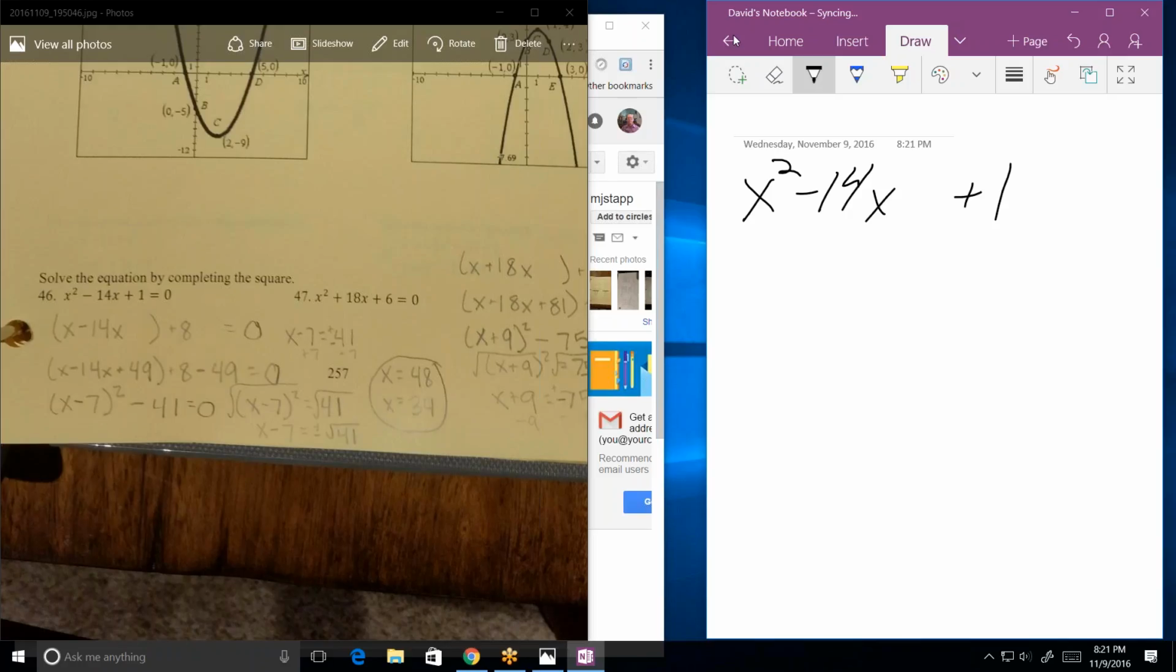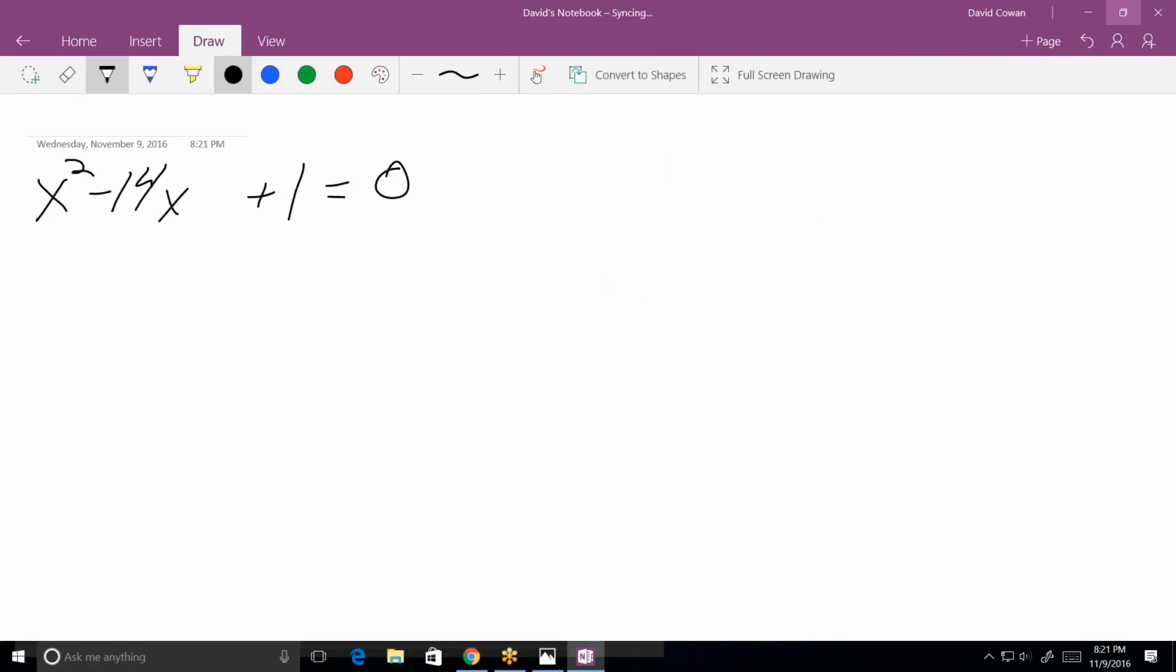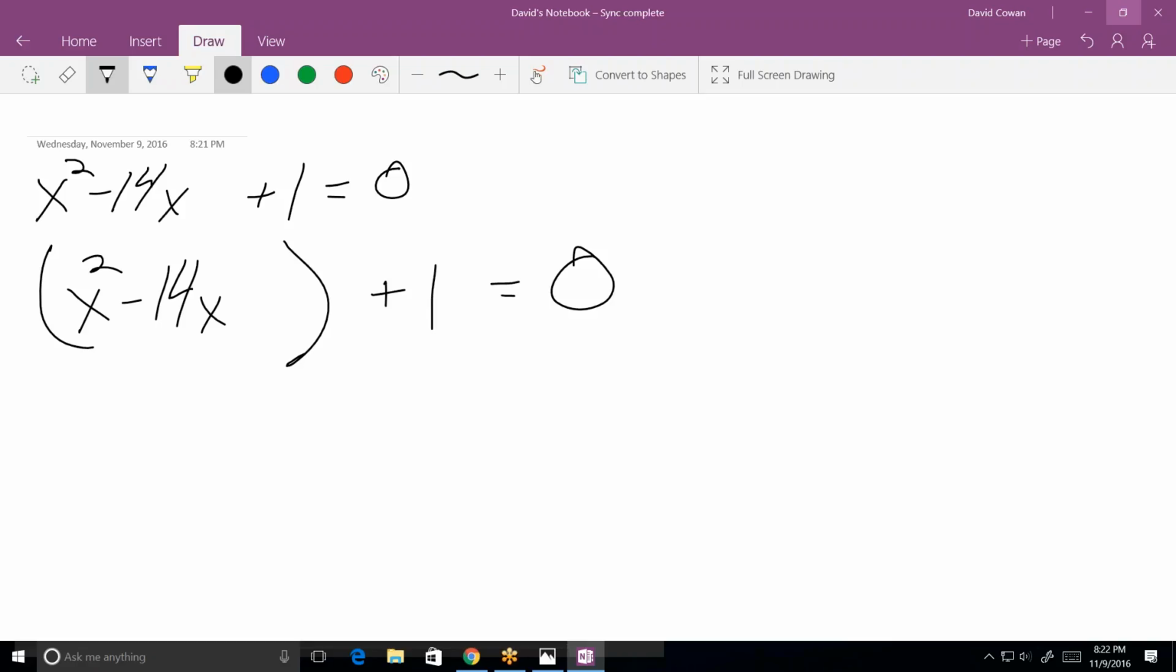I'm going to set that one off to the side a little bit. And now I'm going to complete the square by putting parentheses around the terms that have x in them, leaving space to complete the square, leaving the +1 over there. The key whenever you're completing the square is to make sure that you do not change the equation from step to step.